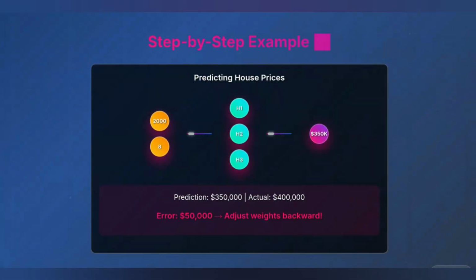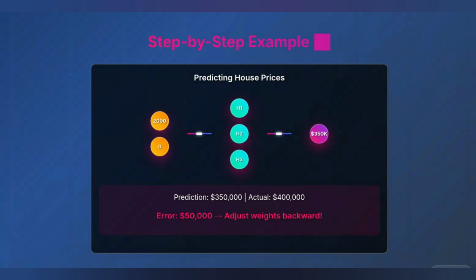Imagine we have a simple network trying to predict house prices based on size and location. We feed in our input, let's say house size is 2,000 square feet and a location score of 8 out of 10. Step 1. Forward pass. The input layer passes these values to the hidden layer. Each hidden neuron calculates a weighted sum of inputs plus a bias, then applies an activation function. The hidden layer outputs then flow to the output layer, which gives us a prediction, let's say $350,000.